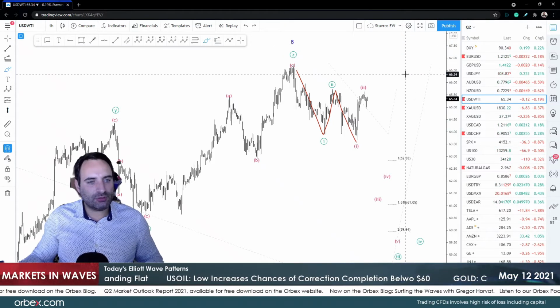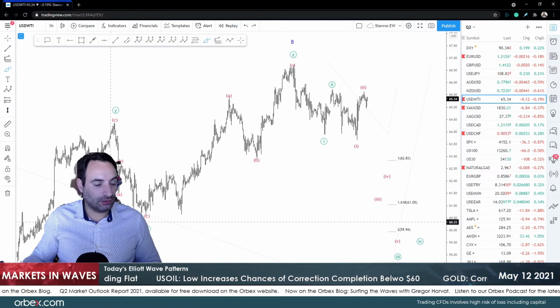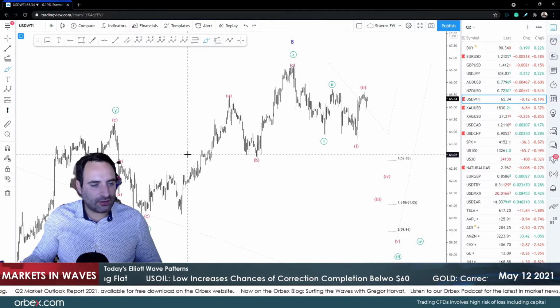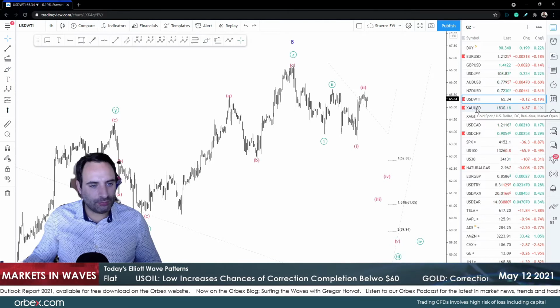And the least probable scenario is that this is a leading diagonal to the upside, and the correction was done, which I have been in doubt of for a while.